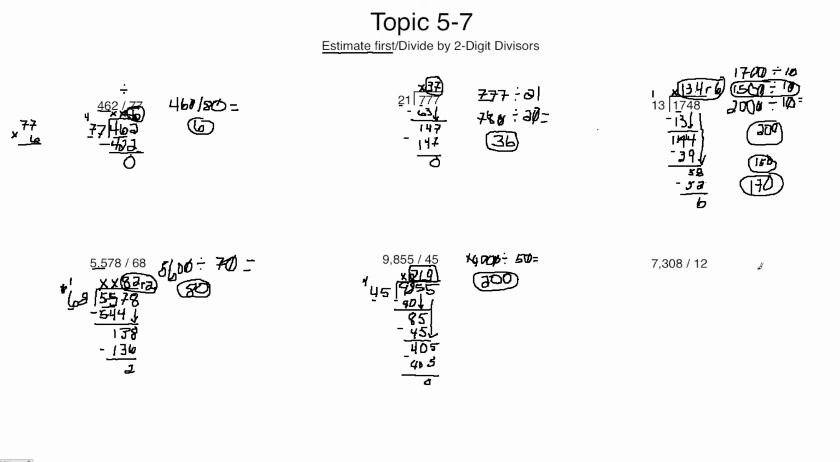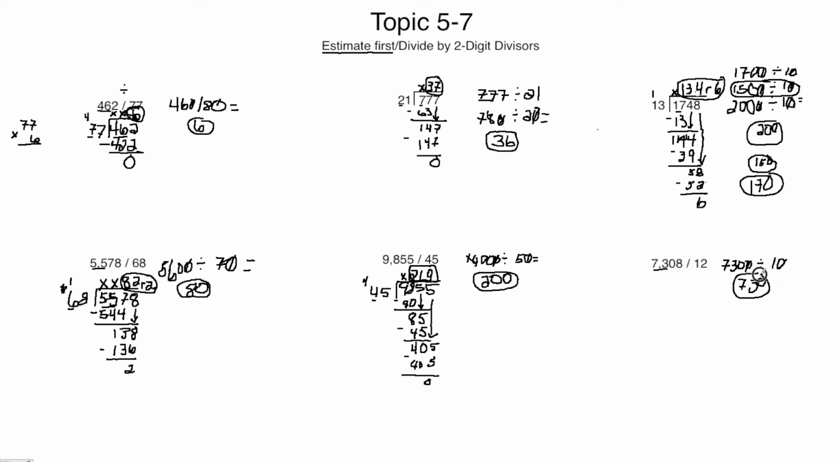All right, here's the last problem. Okay, go ahead and estimate first, and then find the actual quotient. All right, so here we go again. We have 12. So if we estimate 12 and we take it down to 10, then I am going to leave 7,308 as 7,300. Cross out the zeros, and that leaves an estimated quotient of 730.